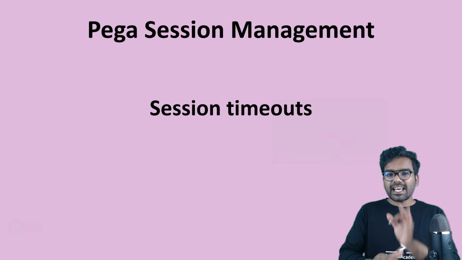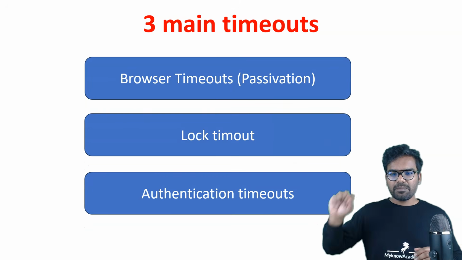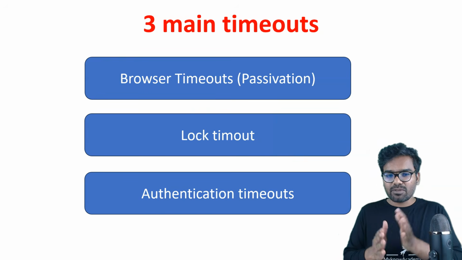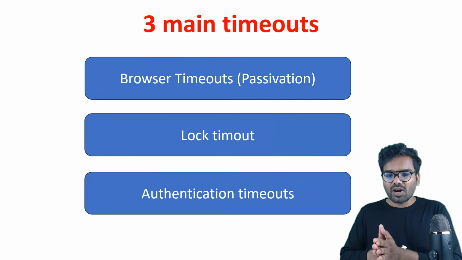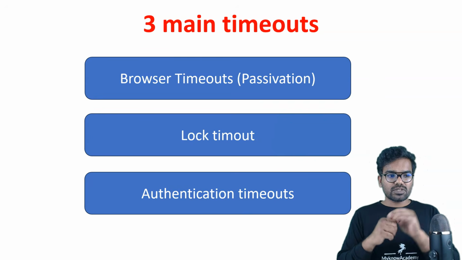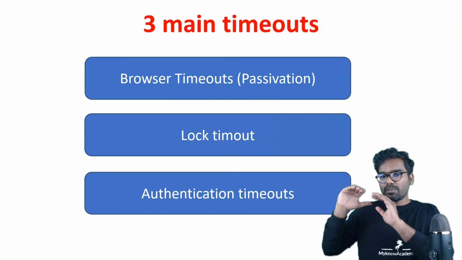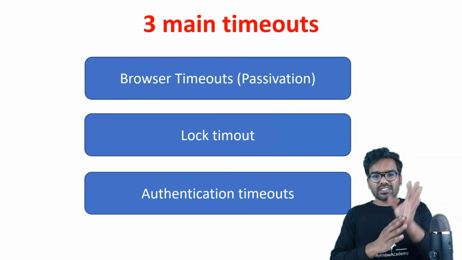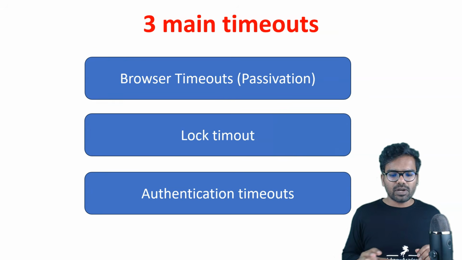In Pega, there are three main timeouts. The first is the browser timeout, or the passivation timeout. That is exactly what I was talking about before. Using the dynamic system settings or the PR config, we can define the timeouts for the browser. Let's say we define 5 minutes: if the browser is idle, then we can passivate the data, or move the objects from memory into the DB as well as file storage. So that is the browser timeout.